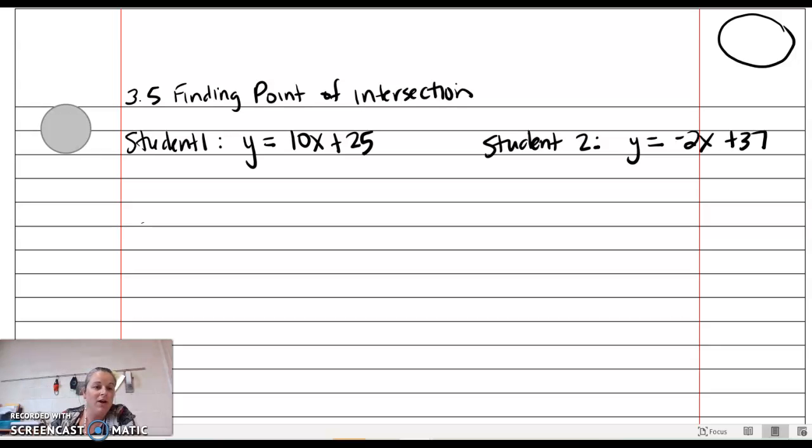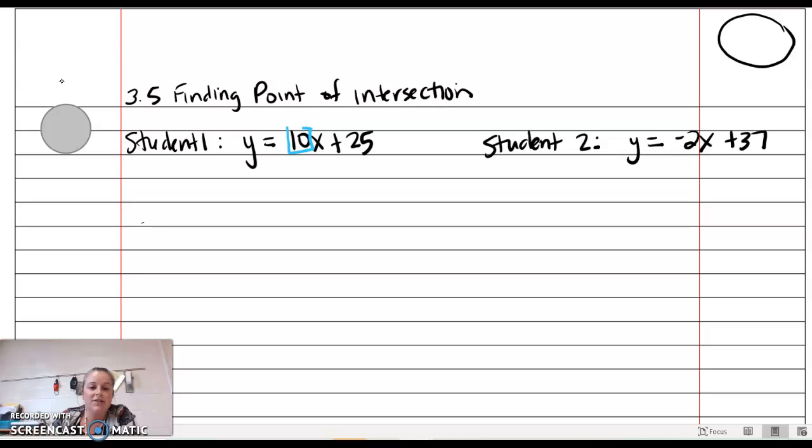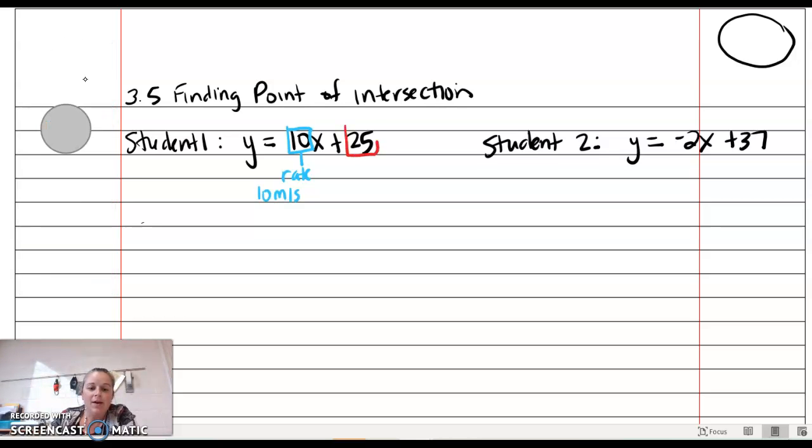So to begin with, I'm going to have you grab a color here. I'm going to grab blue, looks good. This 10 next to the variable x, we know this is the rate of change because it's next to the variable. So in other words, this person is walking 10 meters per second. I'm going to grab a different color, maybe the red, and highlight this number without the variable. This is your y-intercept, your starting amount. So in other words, a head start. So maybe they got a head start of 25 meters. I'll just do HS for head start.